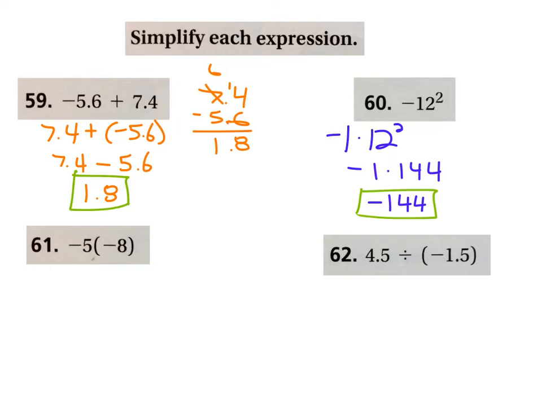Number 61 is two negatives multiplied together. Negative times negative is positive, and 5 times 8 is 40. So we get positive 40. Now, just to be clear, if you have a number sitting right out front of a parentheses with no operation in front of it, that means multiply what's inside by what's sitting right here in front. It's like a coefficient of the variable, right? So that one's pretty straightforward. You just need to know that a number sitting right in front of a parentheses with nothing separating it means that it's multiplication. Now, I like this one, 62.